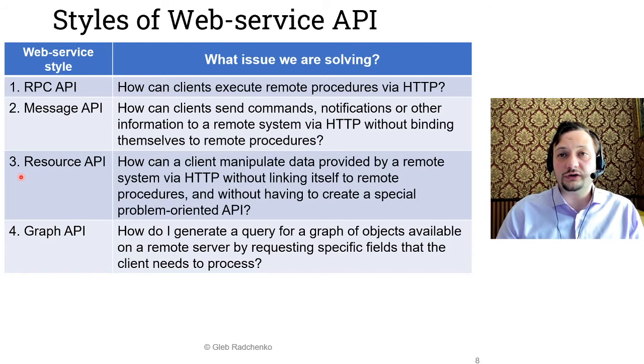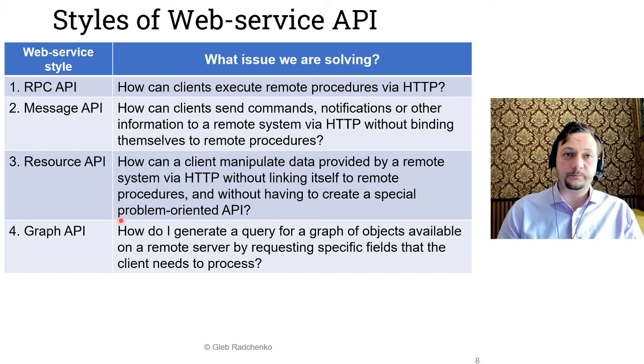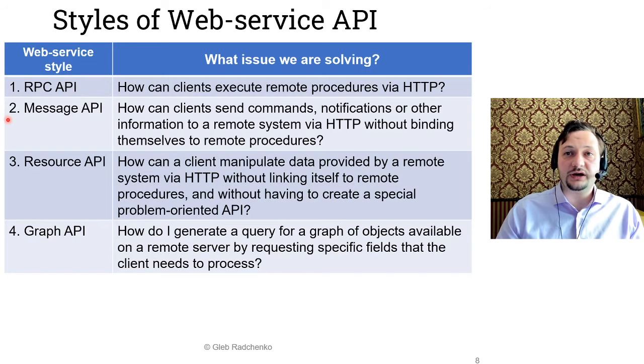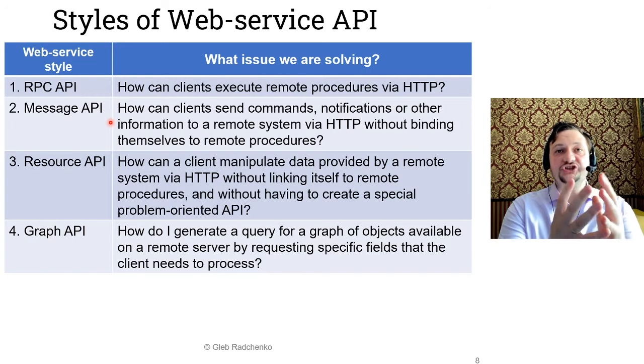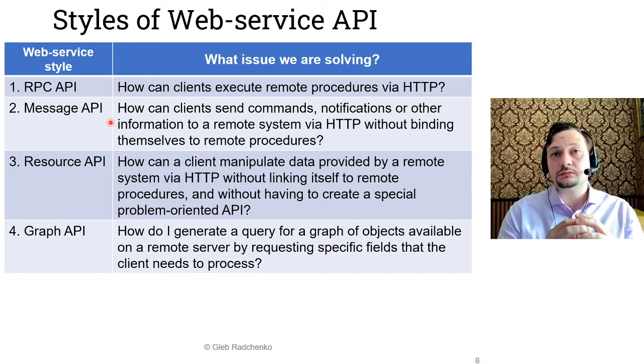The third style is the Resource API, or how a client manipulates the data provided by the remote system using HTTP without linking itself to remote procedures and without having to create a special problem-oriented API. So RPC API and Message API mostly encapsulate a procedure, they encapsulate an action.